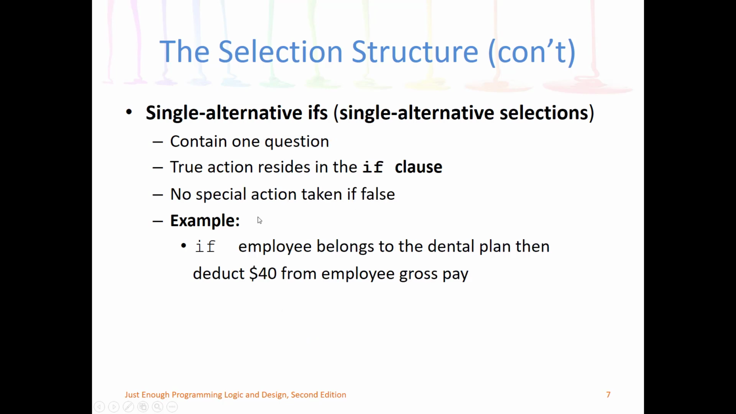Single alternatives. Here's an example. You don't always need a dual alternative. If the employee belongs to a dental plan, then deduct $40 from the employee's gross pay. Well, if the employee doesn't belong to the dental plan, what should you do? Nothing. There's nothing to do. There's nothing to deduct. That's an example of a single alternative if. It really just depends on what you're doing, what kind of problem you're trying to solve, and how you set it up.